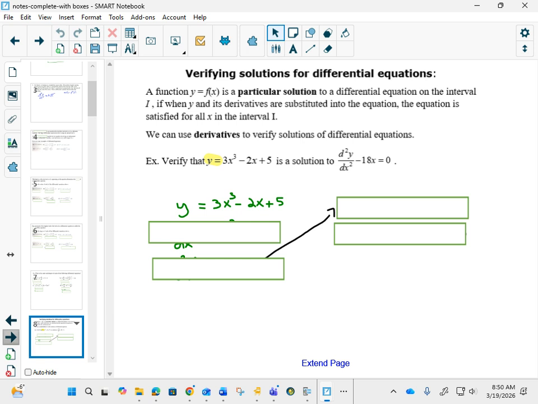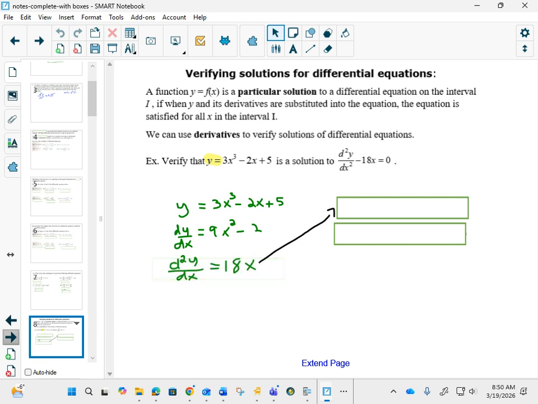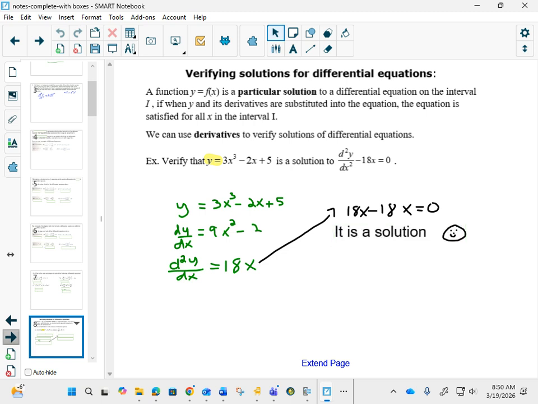Well, if I started with that, could I find its derivative? Yes. dy dx would just be 9x squared minus 2. Could I find the second derivative of that? Yes. The second derivative would be 18x. Does that match up with the equation? If I plug in 18x for the d2y dx squared, does it work? Yes.